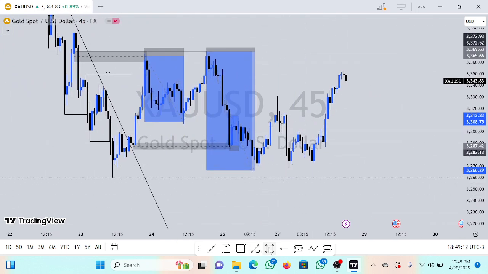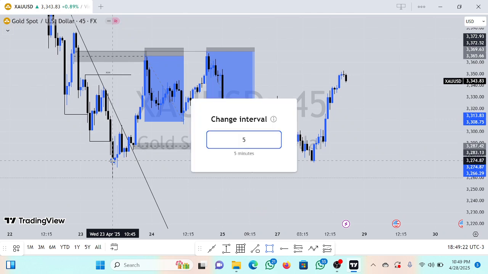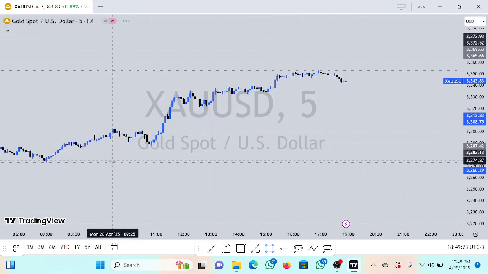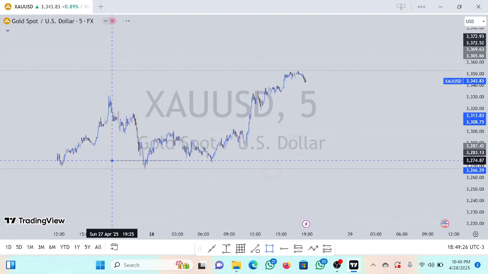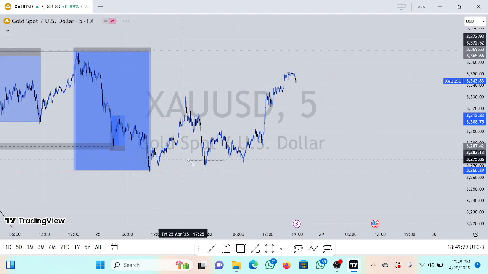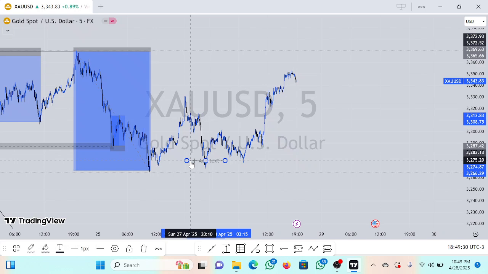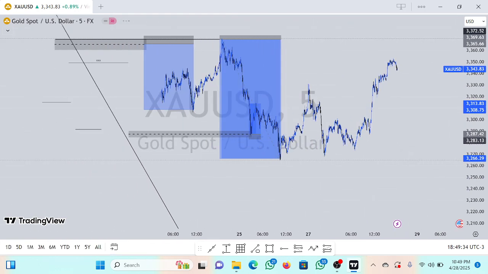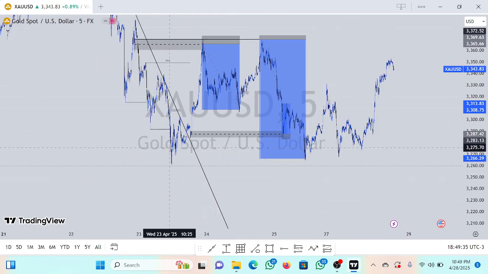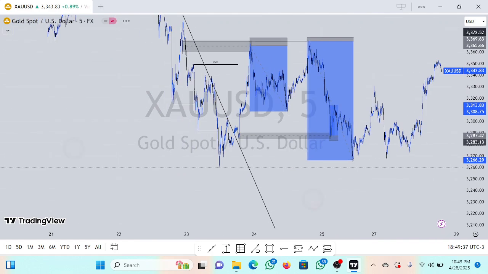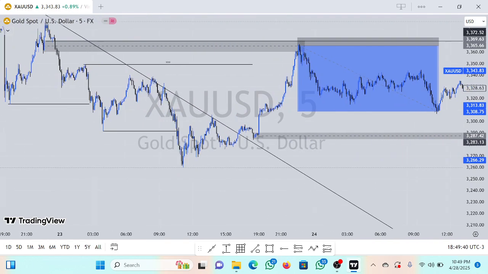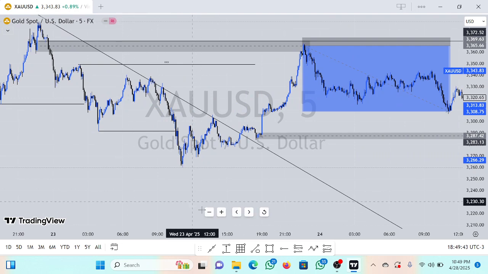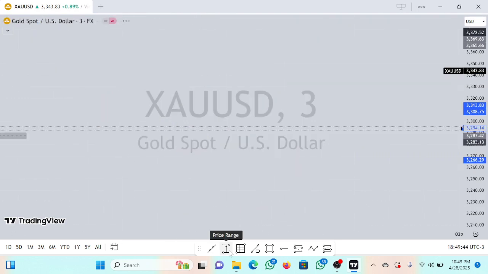So you all can see that here is already acting like, okay, we can use here. If you go to the lower time frame, let's say the 5 minutes time frame, you see that this is the acting block. This is the last bearish block. Okay, let's go to the 3 minutes time frame.